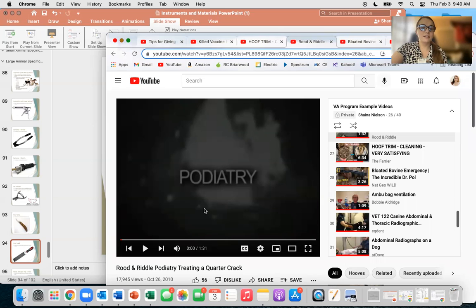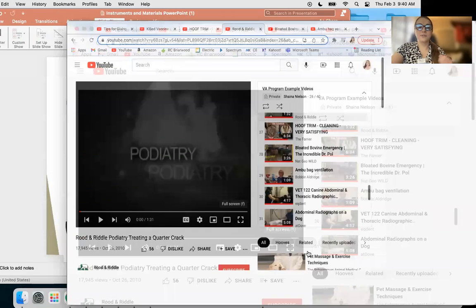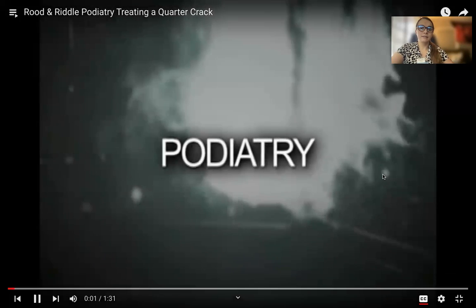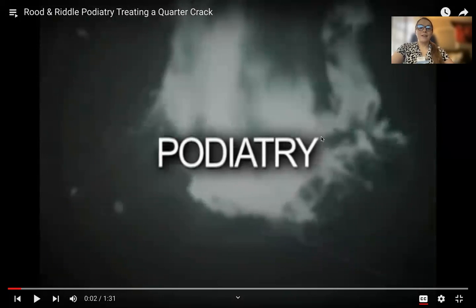So again, we're going to watch these amazing doctors here. They're going to do some work with a quarter crack patient with podiatry. This is their forge in the background. They're making those custom made shoes.